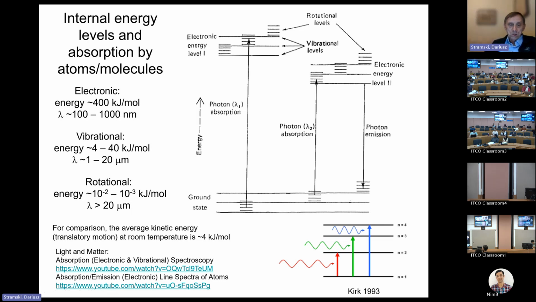And just for comparison, at room temperature the kinetic energy of translational motion of atoms or molecules is about 4 kilojoules per mole. So it corresponds more or less to the lower boundary of this vibrational energy range. That explains why bodies at room temperature are practically all within the ground electronic state, but due to collisions and exchange of energy, they can continuously change vibrational levels. So there can be vibrational excitations and de-excitations with emission of infrared photons at room temperature.